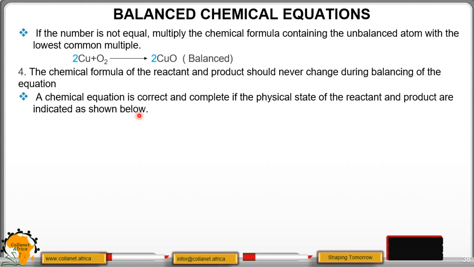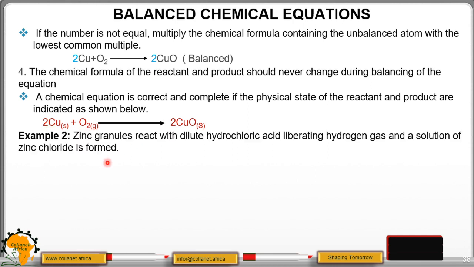A chemical equation is correct and complete if the physical states of the reactants and products are indicated as shown below. In this case, we have copper, which is a metal, in solid state. Oxygen gas, G, and copper 2 oxide as a solid. So that is now a balanced chemical equation for the reaction of copper and oxygen gas.